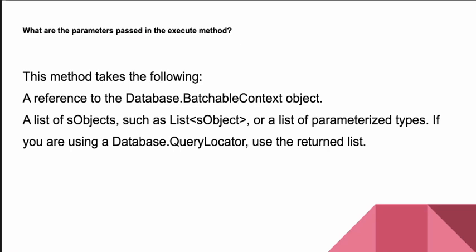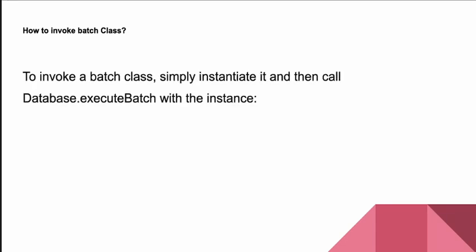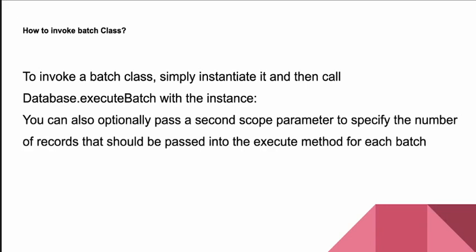Yes. Okay. So next, how to invoke a batch class? So we can use Database.executeBatch to simply invoke it. And optionally, if we want, we can pass a second parameter to specify the number of records, the scope. Yes, that's correct. Thank you. So to invoke, we call Database.executeBatch, and then optionally can provide the scope parameter.